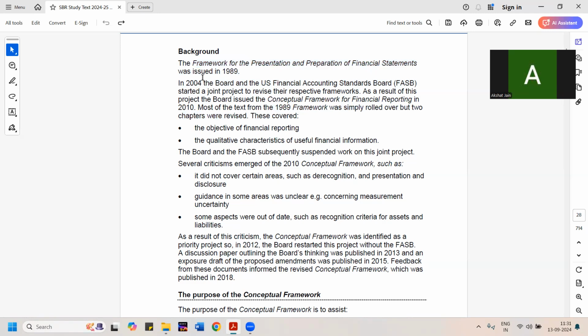But still, we can say that the framework for presentation and preparation of financial statements was made in 1989. But then by 2004, the International Accounting Standards Board and the US Financial Accounting Standards Board both got together and realized that this is very outdated, and they wanted to make a new framework on the basis of which we would prepare financial statements henceforth.